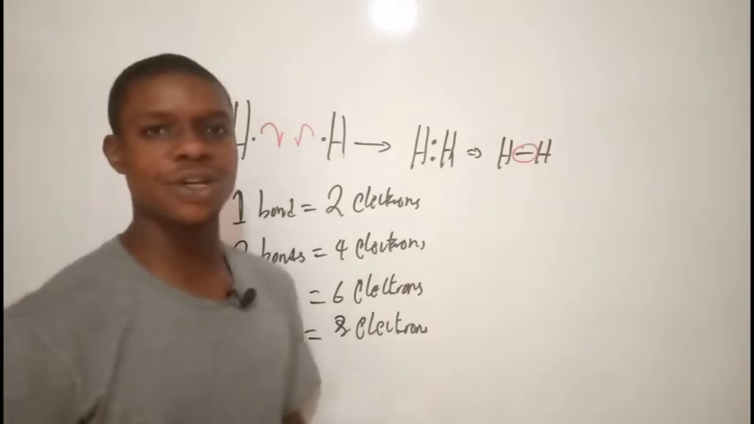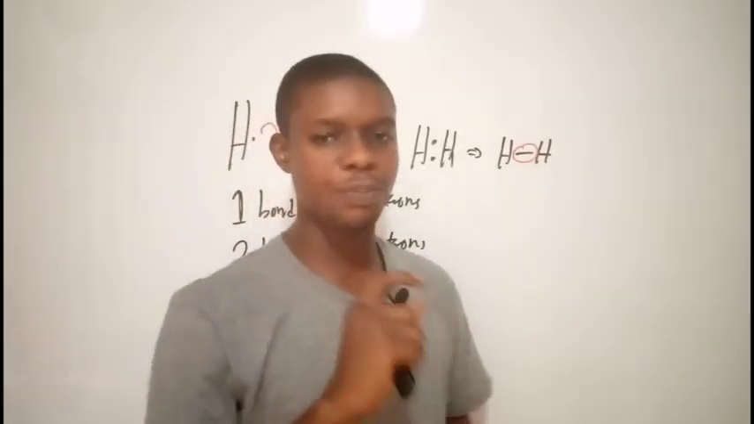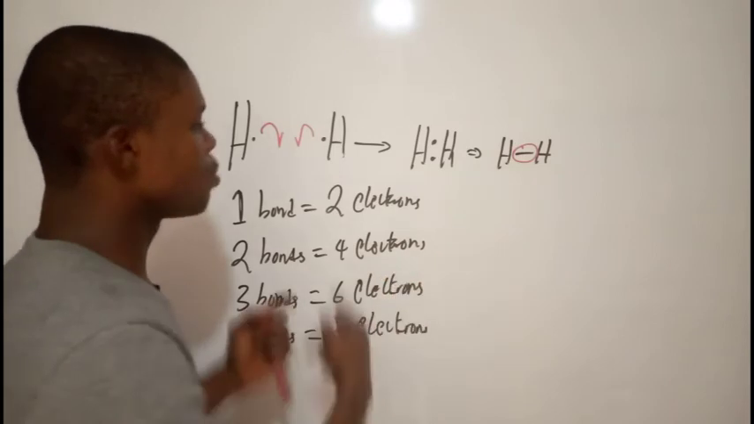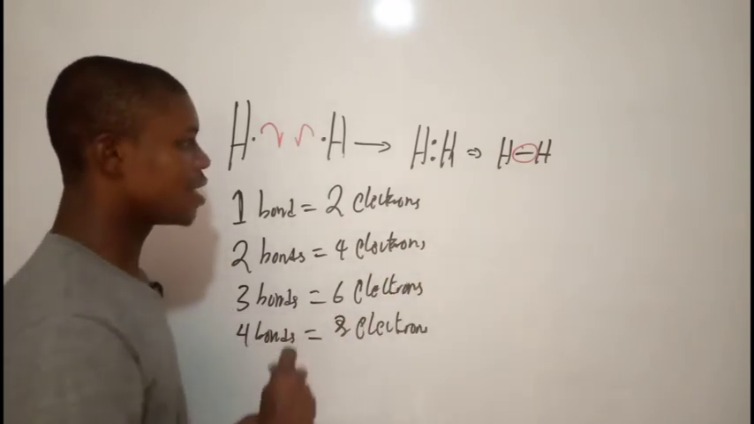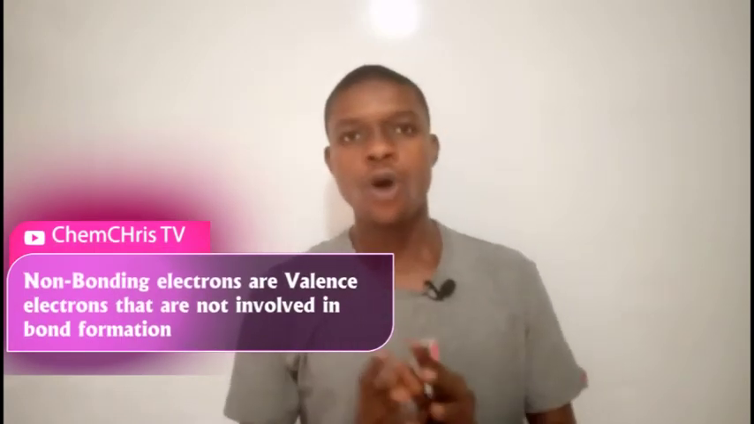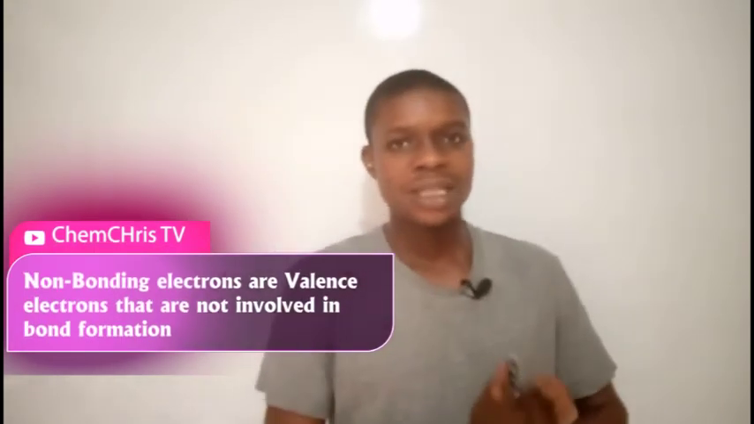So bonding electrons are electrons that are involved in bond formation, and each bond contains 2 electrons. As we move on, we begin to understand this stuff. So the next thing you want to look at is non-bonding electrons. What are non-bonding electrons? These are valence electrons that do not participate in bond formation, or they are just electrons that are not involved in bond formation. And most times you find this non-bonding electron in pairs.